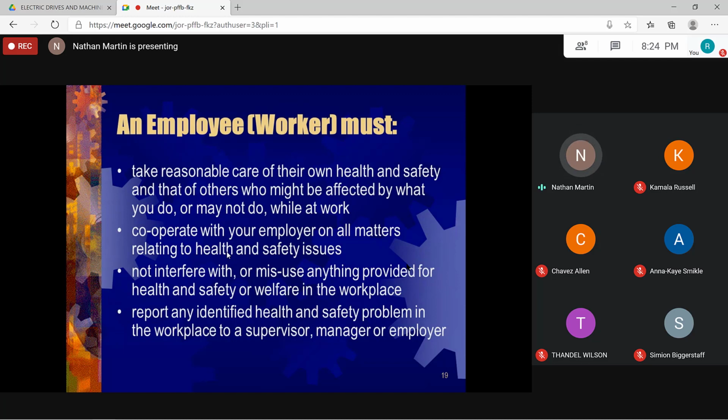One day the machine, if it's a rotating machine, might spin something off and hit somebody, and then it becomes a liability for the employer. So as an employer you must know that if the machine comes with a guard, you need to use the guard. Report any identified health and safety problem, meaning if you see something, report it to your supervisor immediately, so the necessary actions can be put in place.